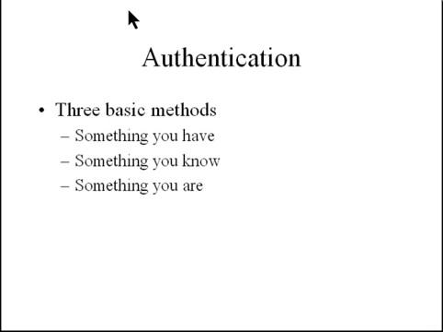So identification, we understand, is to provide the system information saying that we are this user or this person on the system. Authentication then verifies that, and there's three general methods of authentication that can be used. There's something you have, something you know, and something that you are. Biometrics, of course, is going to be something that you are, but let's look at the first two.